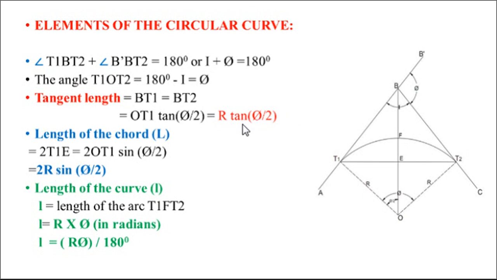Tangent length is calculated by this formula, T is equal to R tan phi by 2. So these two formulae, and whatever the formulas which we are going to see, are very important as far as different elements of curves are concerned.